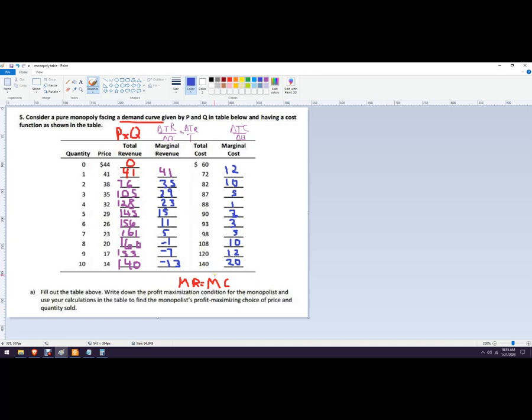Okay, so now I can look for a quantity where marginal revenue equals marginal cost. Now, if that doesn't happen, I'm going to look for the last unit where marginal revenue is higher than marginal cost. Because if marginal cost is higher, I shouldn't produce that one. So I'm going to go just down the line and do a check mark here.